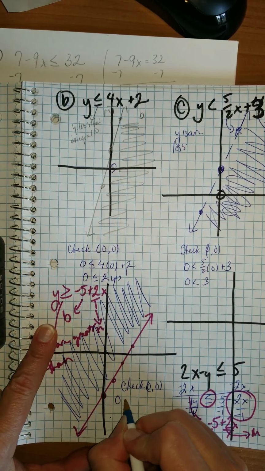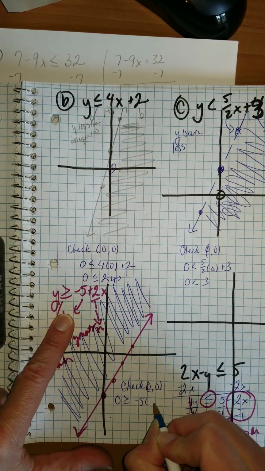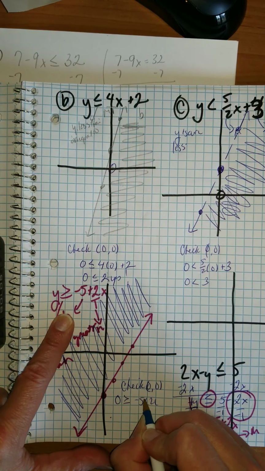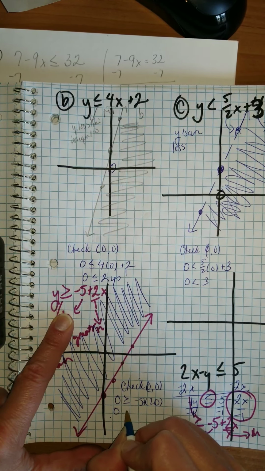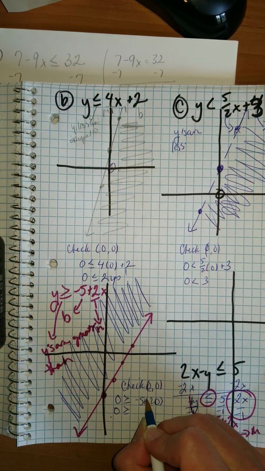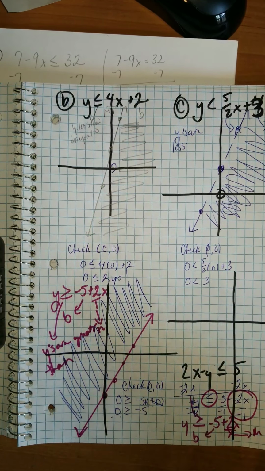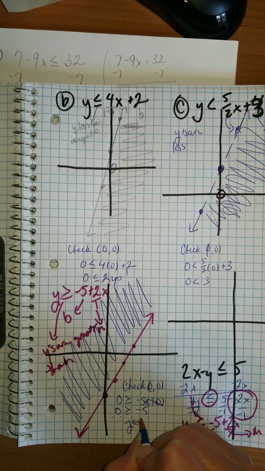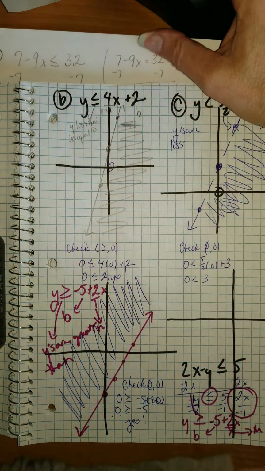So I'm going to say 0 has to be greater than or equal to negative 5 plus 2 times 0. All right. 0 is greater than or equal to 2 times 0 is 0 plus negative 5. Is 0 greater than or equal to negative 5? Yes, it is. So I have the correct shaded region.